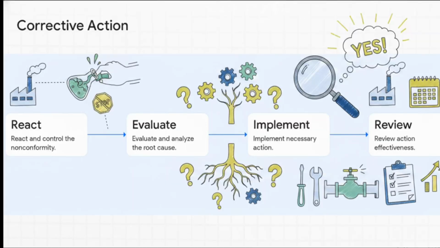And to actually achieve that permanent cure, ISO 9001 lays out a very specific roadmap. First, react and control the immediate issue. Second, evaluate and analyze the root cause. Third, implement the necessary fix. But then there's step 4, and man, this is the one so many teams just skip right over. Review. Did that new valve actually stop the spills? Because without reviewing the effectiveness of your action, your root cause analysis is honestly just guesswork.